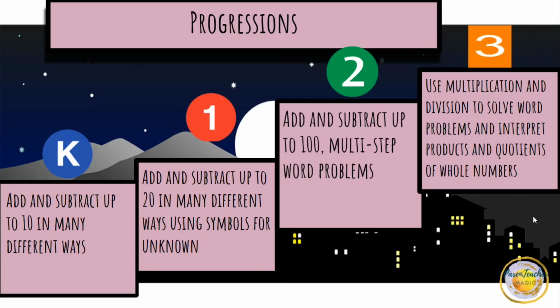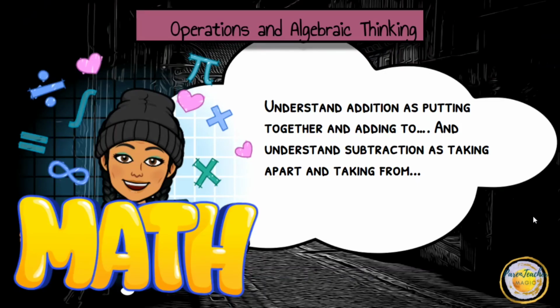In 2nd grade, they're adding and subtracting up to 100, where those base 10s come in handy because they're able to add quickly because they're putting a picture of those 10 frames in their minds and also doing multi-step stories or math stories. You know them as word problems. In 3rd grade, they're using multiplication and division to solve word problems and interpret products and quotients of whole numbers. So this is how the standards progress from kindergarten to 3rd grade. We don't want to have any gaps between those grade levels because it's very important for them not to be struggling in the next grade level.